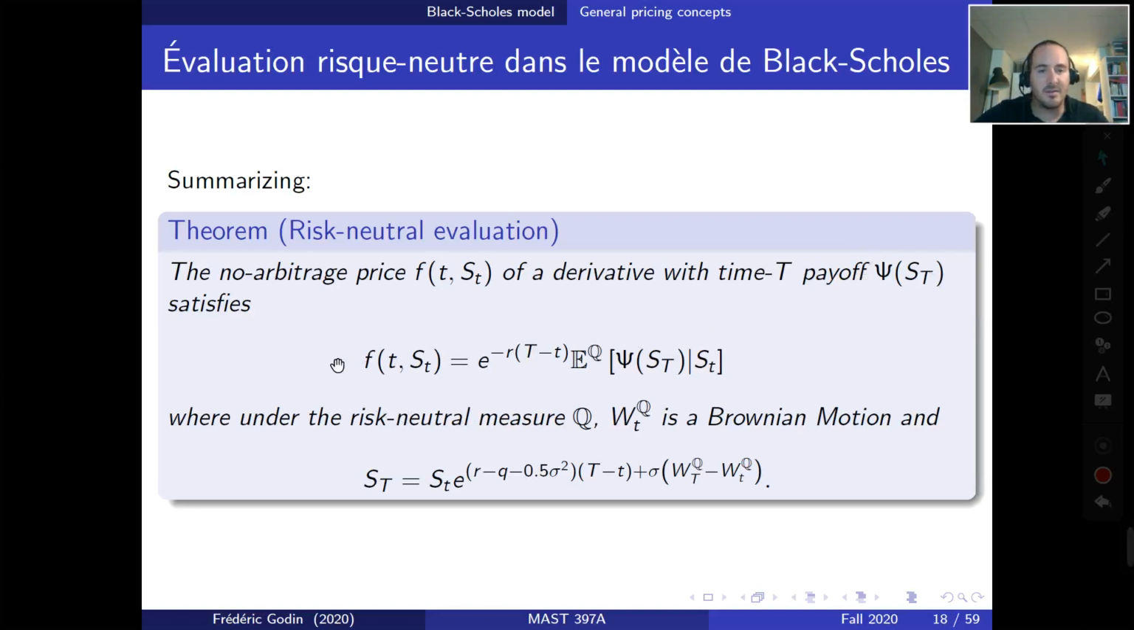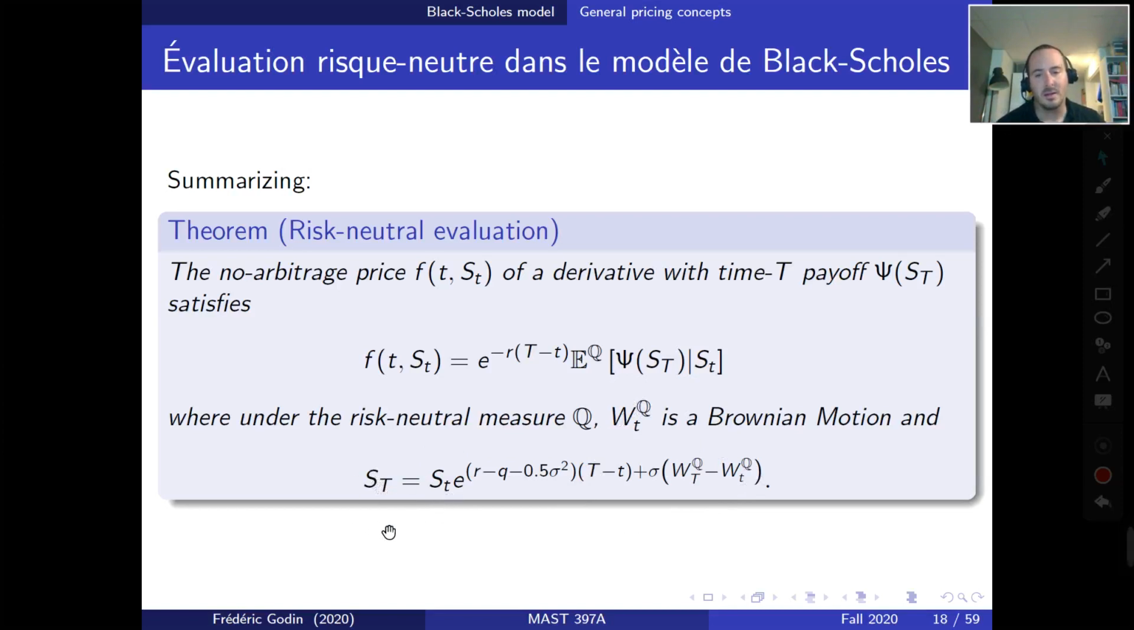The price of a derivative at time t must be equal to the discount factor between small t and capital T times the expected payoff given the current value of the underlying asset. But here this expectation, as we said, is not under the physical measure, it's under the risk-neutral measure. And furthermore, under the risk-neutral measure, what is the dynamics of the stock? The dynamics of the stock still has the same form that we had earlier.